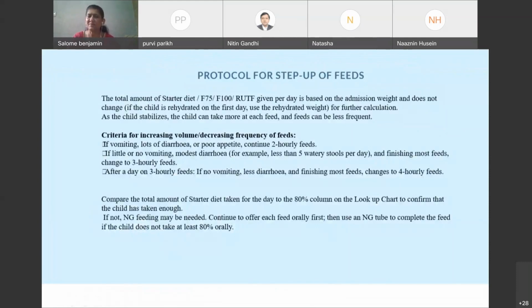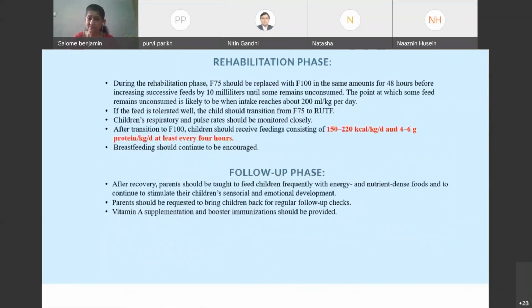So the step up of feeds, the protocol should be used. If vomiting, then you reduce it. If poor appetite, then you go to hourly feed. Okay, and go slow for these children. Then there is a rehab phase, and in rehab phase you can increase your feed, increase your F75 to F100 in 48 hours if there is weight gain. If there is no weight gain, you are going to go back and look at the algorithm and start doing your rehydration, ORS, and the RUTF.